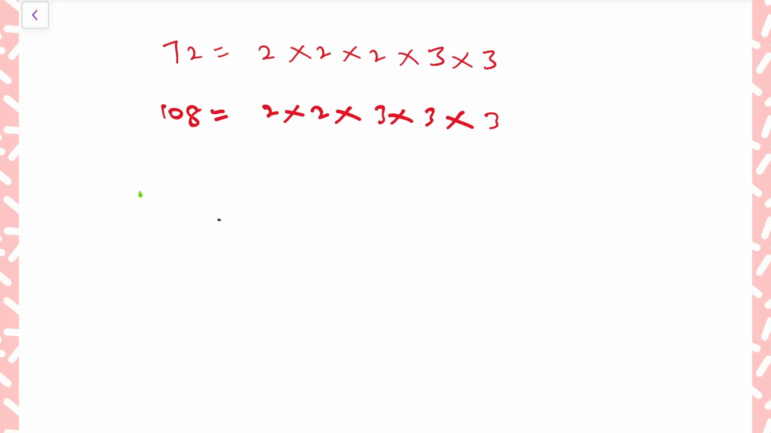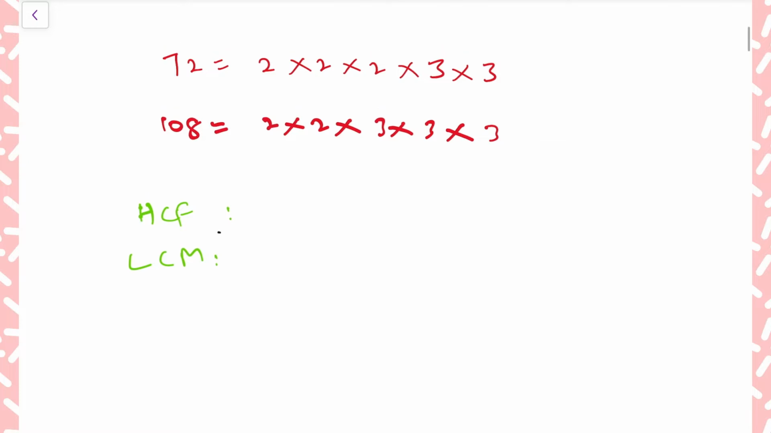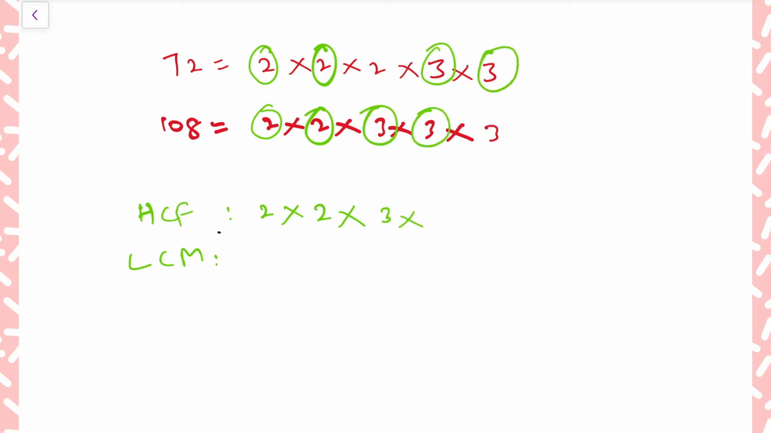From this prime factorization we need to write the HCF as well as LCM. First let us go with the HCF. From these two, whatever numbers are common, all those we need to write in HCF. Here 2 is there, so 2 into, one more 2 is also common, so 2 into 3 is common, 3 into, one more 3 is common, 3. So 2 2s are 4, 4 3s are 12, 12 3s are 36. So HCF of 72 and 108 is 36.